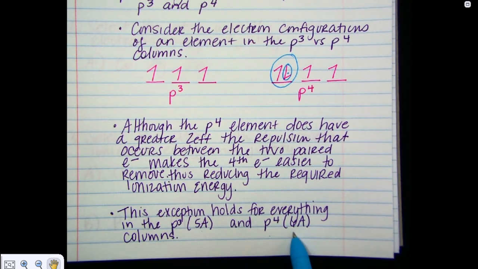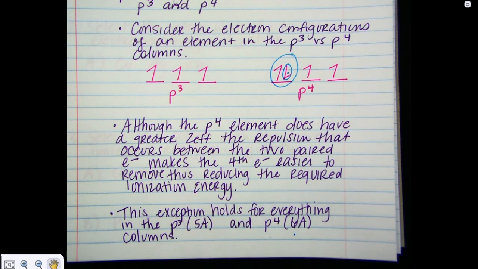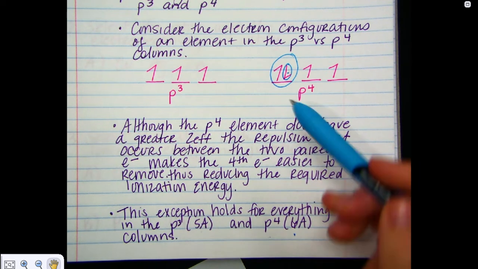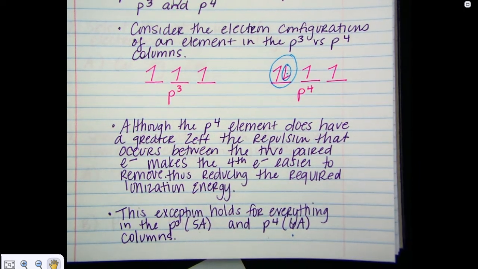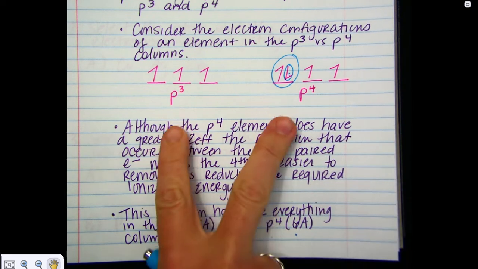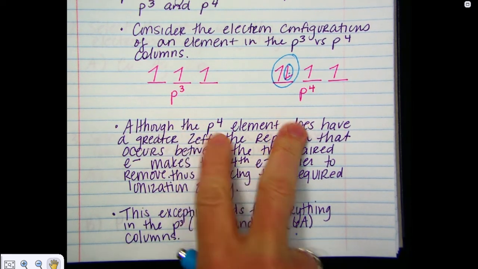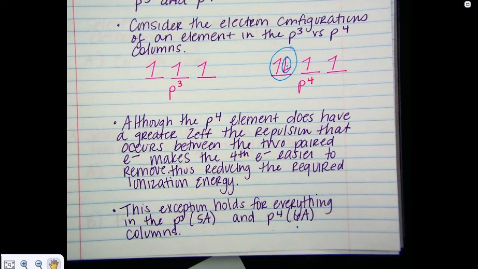Okay. So this exception holds for everything in the P3, which is our 5A nitrogen column, and your P4 6A oxygen column. And it's all about that electron-electron repulsion. That electron-electron repulsion allows that one paired electron to be removed more easily. Now, when I go from P4 to P5 and comparing P4 to P5, I just continue with the regular trend. It's only between P3 and P4 that we are going to have this exception take place.